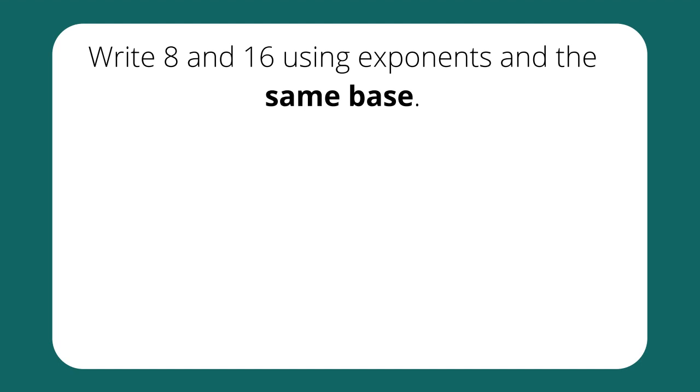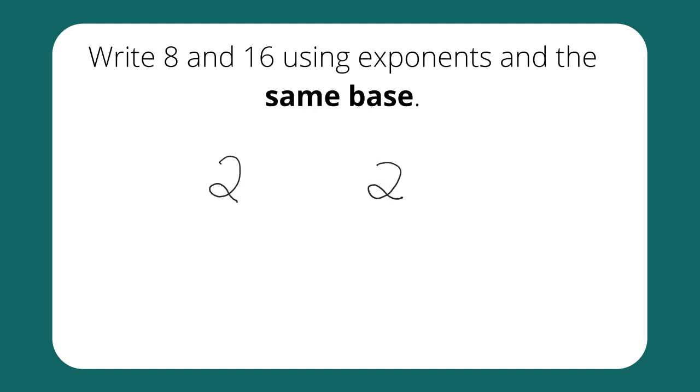Finally, we want to be able to write 8 and 16 using exponents and the same base. So we want to know what number can be multiplied by itself in order to make both of these two numbers. One obvious answer that comes up is 4, because 4 times 4 is 16. And while 4 does go into 8, I can't multiply 4 times itself any number of times to get the number 16. So the only other number that goes into both of these, other than 8, is 2.